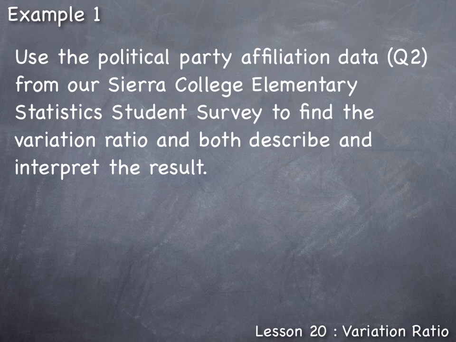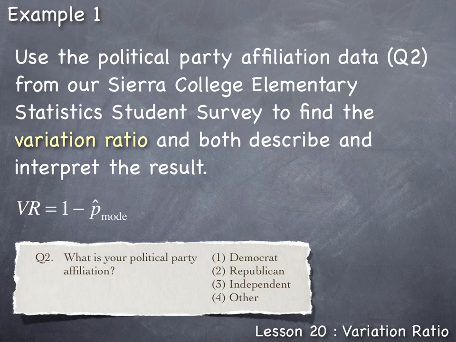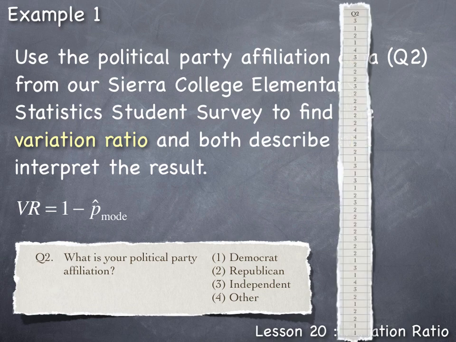Well, we can find the variation ratio by using the formula VR equals 1 minus the proportion that's at the mode. Notice here I'm using the p hat sub mode notation to indicate that the proportion we're calculating is based off of a sample. So we look at our student survey data, question 2, and we need to find the mode.